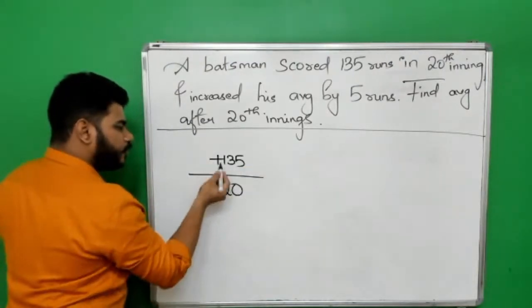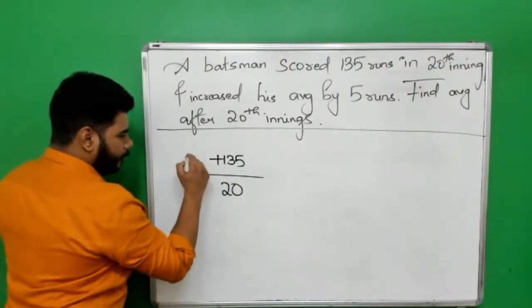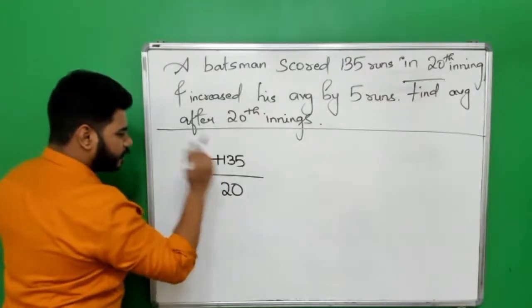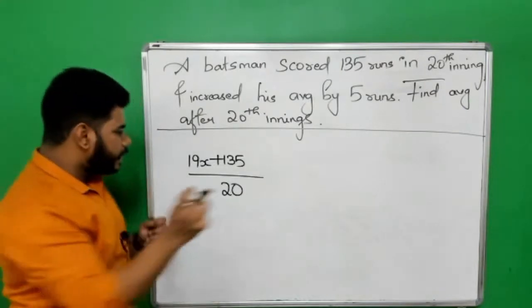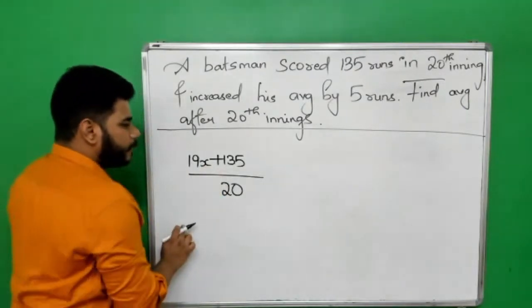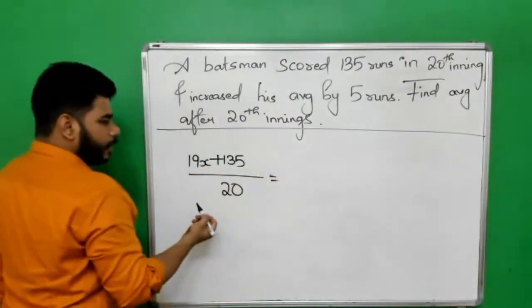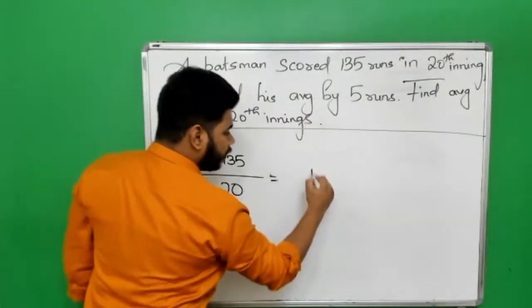Let the sum of scores from the first match to the 19th match be 19x. Every match, let me say, is scoring x runs. Till the 19th match, the total will be 19x. What was his initial average, sir? Okay, and now they're telling us the average increases by 5.